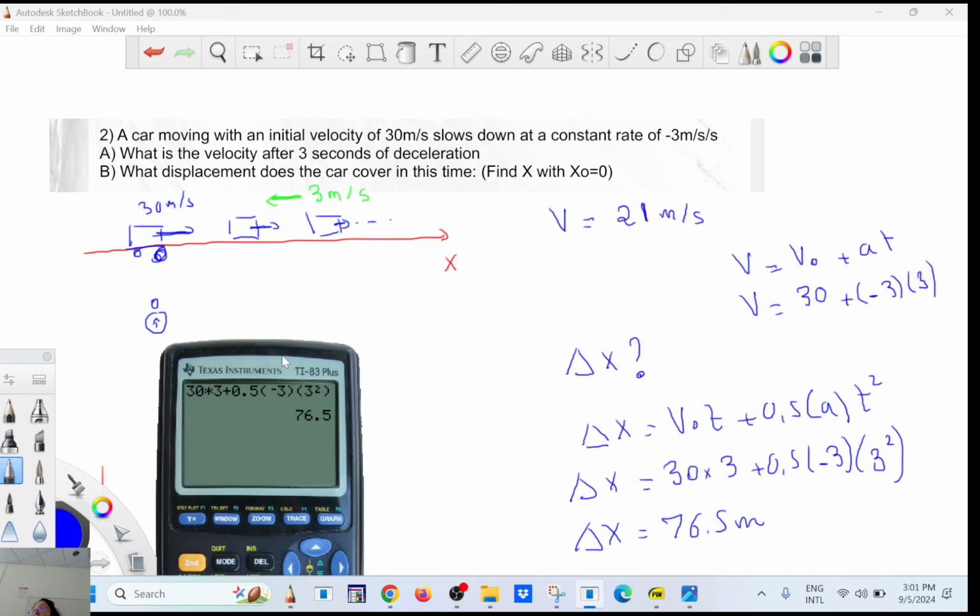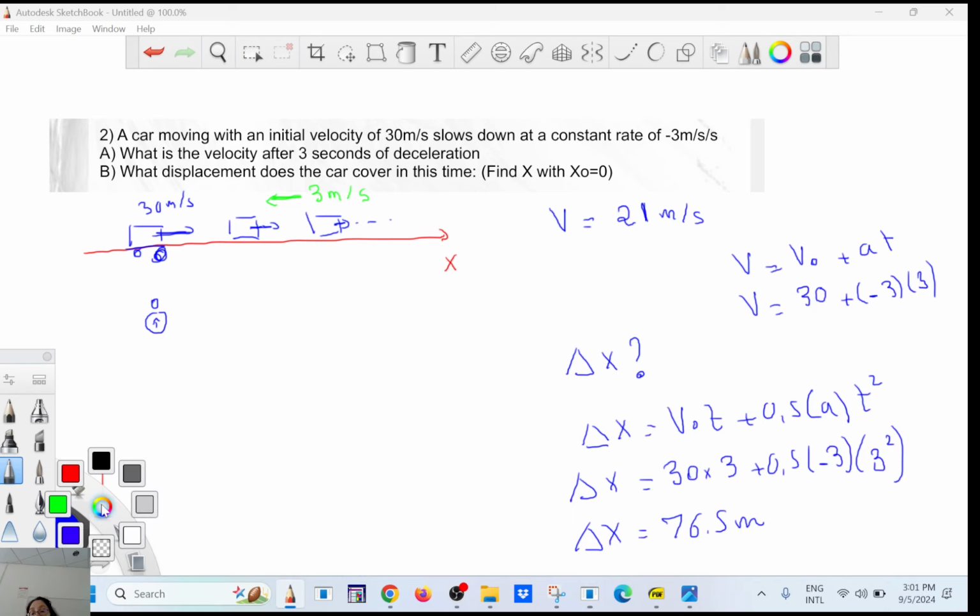Question? So that means it's the displacement, okay? So initial position to the final position. 76.5 meters.